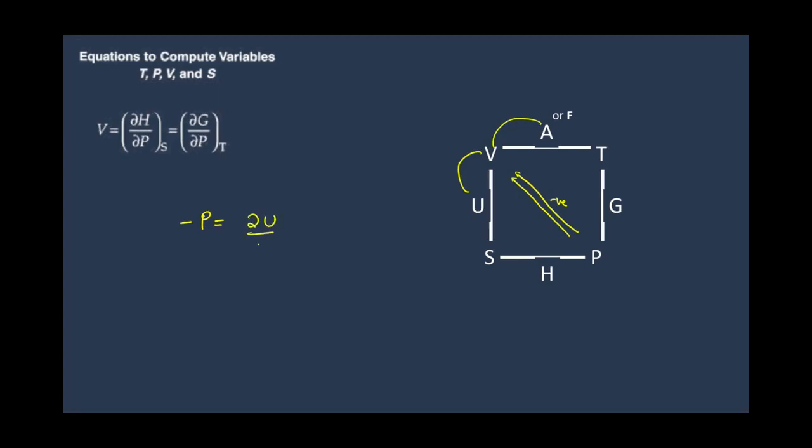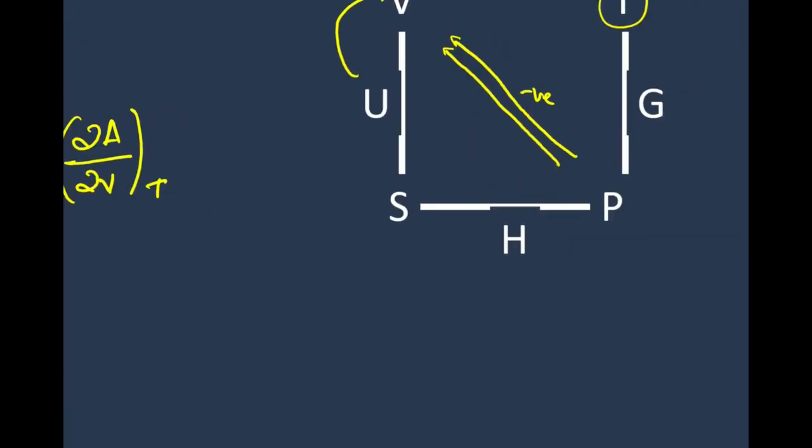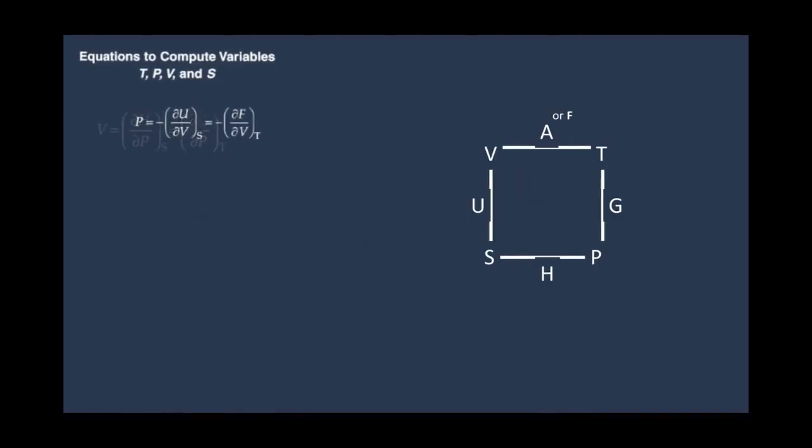So ∂U/∂V at constant entropy also equals ∂A/∂V at constant temperature. You can put the negative on both of these, or you can put the negative on either one. Going to the fourth and last one over here, you put a negative over here.